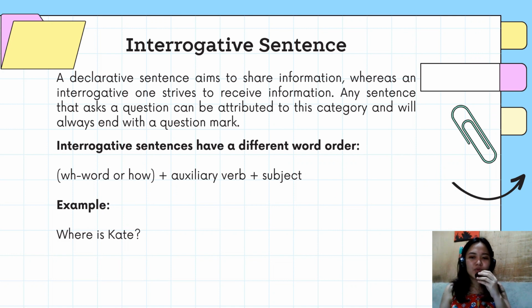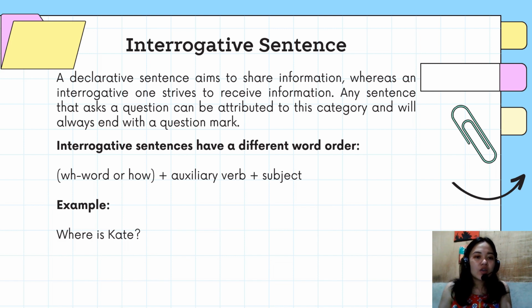Okay, now let us move on to our second type of sentence, which is the interrogative sentence. A declarative sentence aims to share information, whereas an interrogative one strives to receive information. Any sentence that asks a question can be attributed to this category and will always end with a question mark. Interrogative sentences have a different word order.